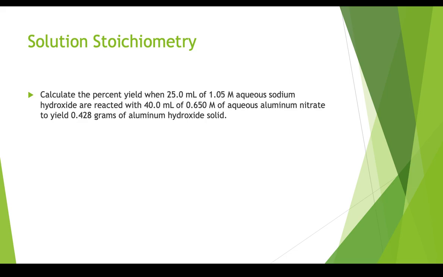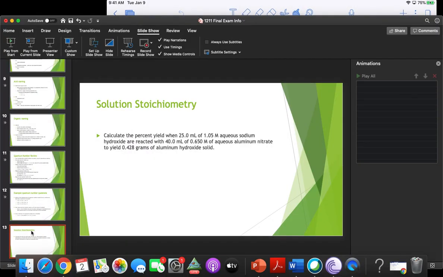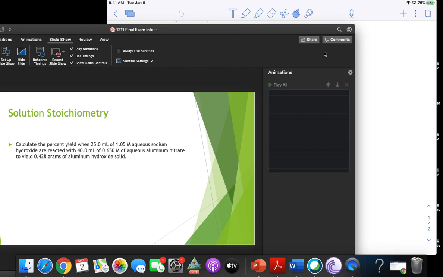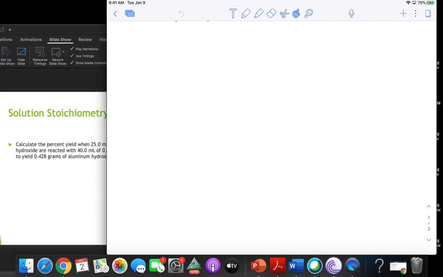The very first thing I would note here is you're not given a reaction. So the very first thing I would do is write a balanced reaction for this. I'm going to work this out as a final whiteboard example for the semester too. We're told we have sodium hydroxide reacting with aluminum nitrate, so we want to write a reaction for this, and that's what I'm going to start out with.